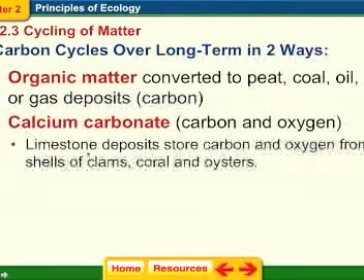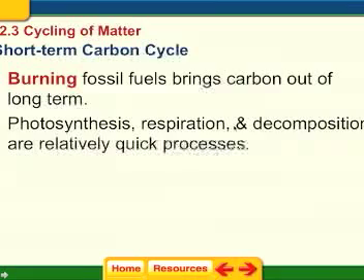And then there's also calcium carbonate, where the carbon is bound up in limestone deposits. And these limestone deposits are made by clams, coral, oysters, and it's stuck in their shells. And once it's stuck in there, it takes a really long time for it to get out. It has to be dissolved out by different chemical compounds. So that's long-term ways that carbon stays around.